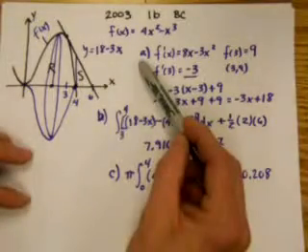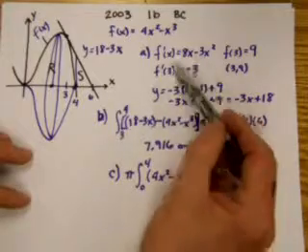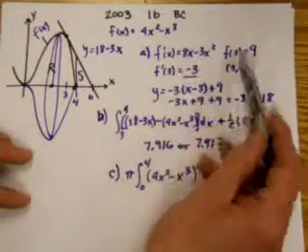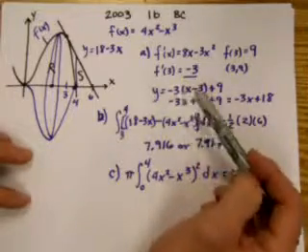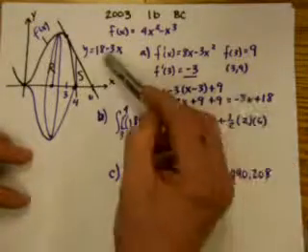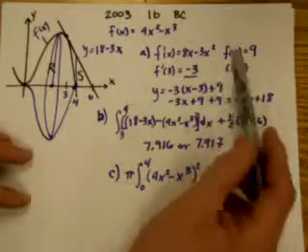For A, you get 1 point for finding f prime of 3 and f of 3, and 1 point for showing that it's the same line, or that this point lies on both lines.